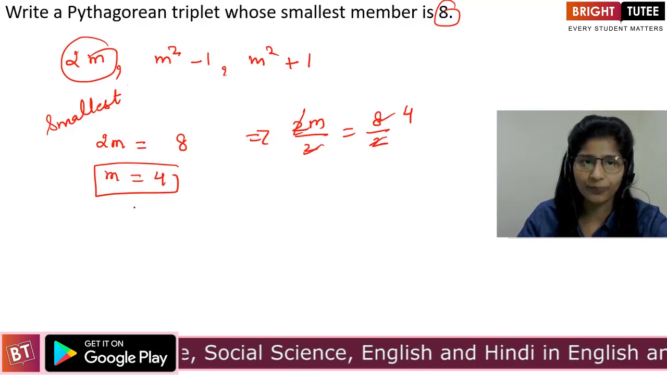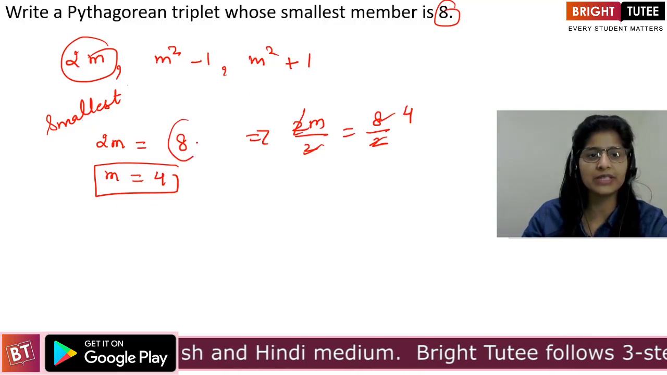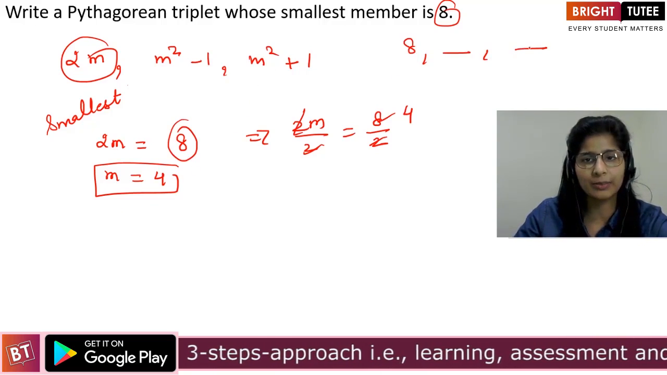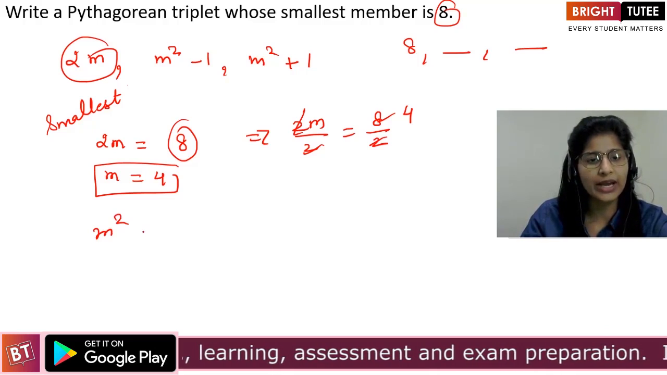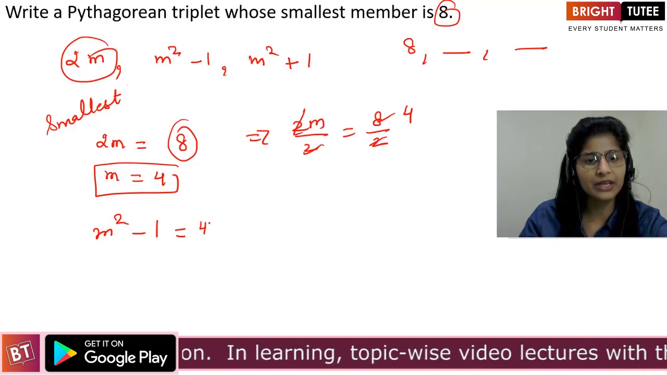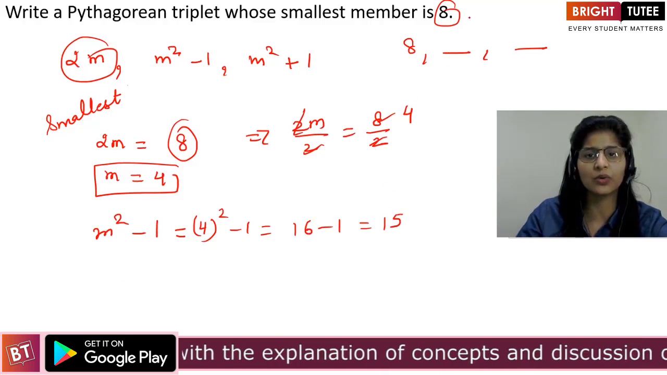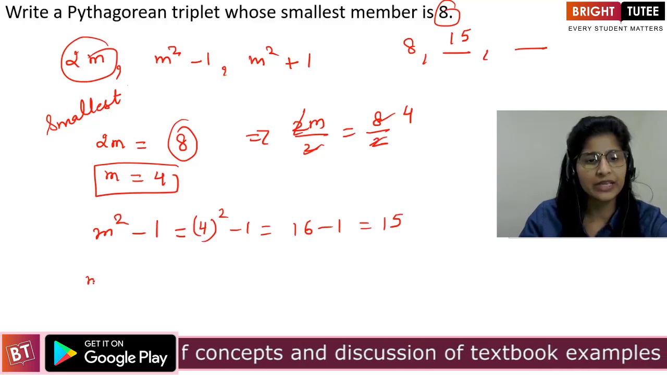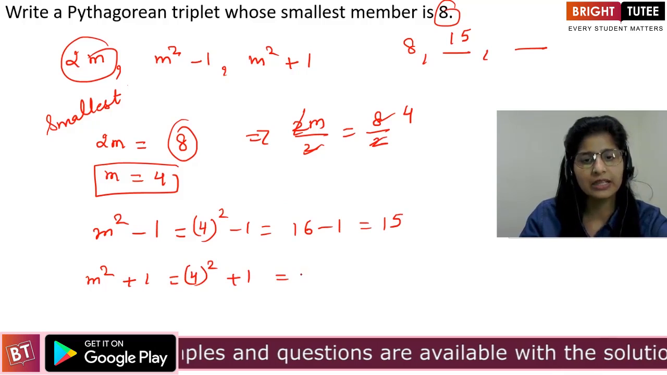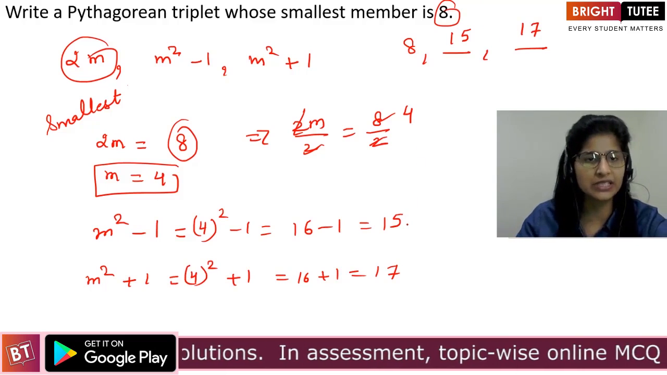So m is 4. If m is 4, we have to write the triplet, right? So we just know one, that 2m is equal to 8. We know one member, that is 8. We are left with the two other members. Now we will do m square minus 1. What is m? 4. So 4 square minus 1, 16 minus 1, that gives us 15. So what is the second member? 15. Let's find out the third. m square plus 1. So we have 4 square plus 1, that is 16 plus 1 gives us 17. So it is 17. Is that clear?